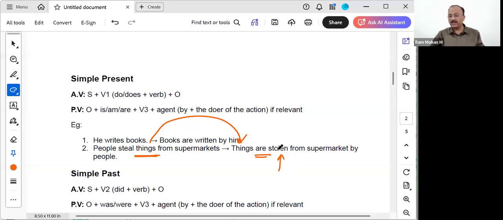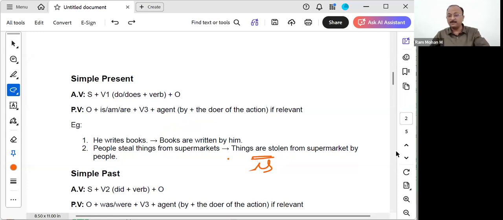When we use the word steal with certain things we'll use from. Correct? Stolen. Things are stolen. From supermarket will come as it is. Followed by, what is the subject here? People. It becomes the object here. People steal things from supermarkets. Things are stolen from supermarkets by people. In the simple present tense, we use either singular is or plural are. Correct? Dog bites Sinchan. Sinchan is singular, so is will come. Sinchan is bitten by the dog.